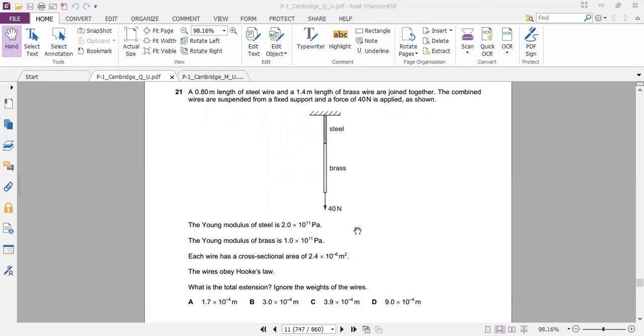The Young modulus of steel is 2.0 into 10 to the power 11 Pascal. The Young modulus of brass is 1.0 into 10 to the power 11 Pascal. Each wire has a cross-sectional area of 2.4 into 10 to the power minus 6 meters square. The wire obeys Hooke's law. What is the total extension? Ignore the weight of the wire.